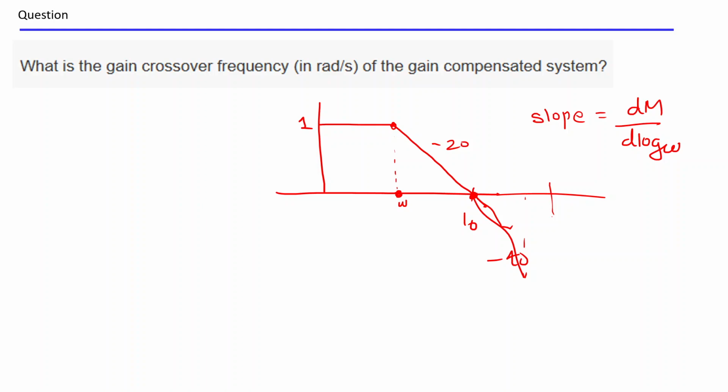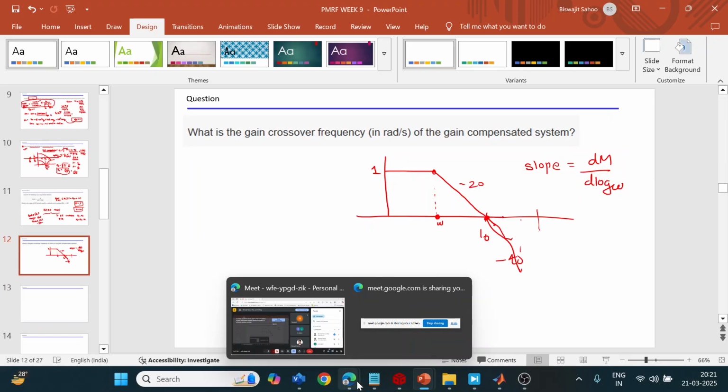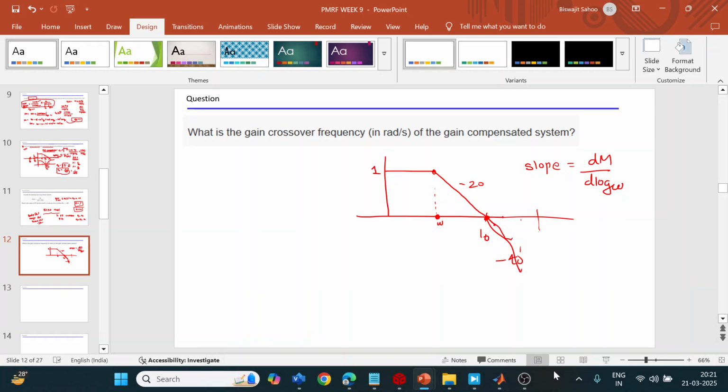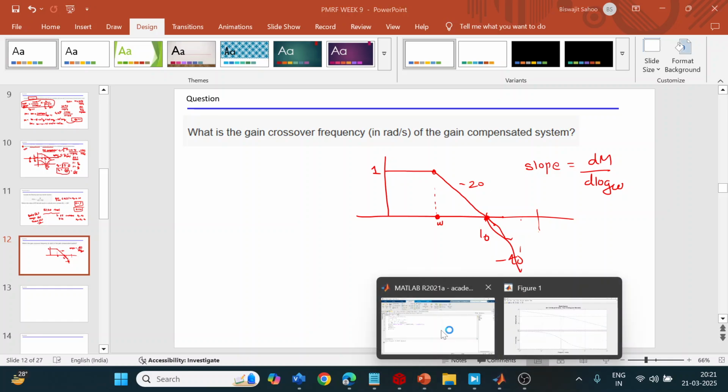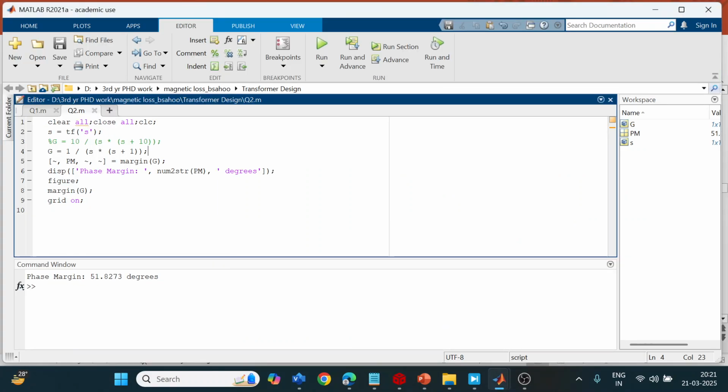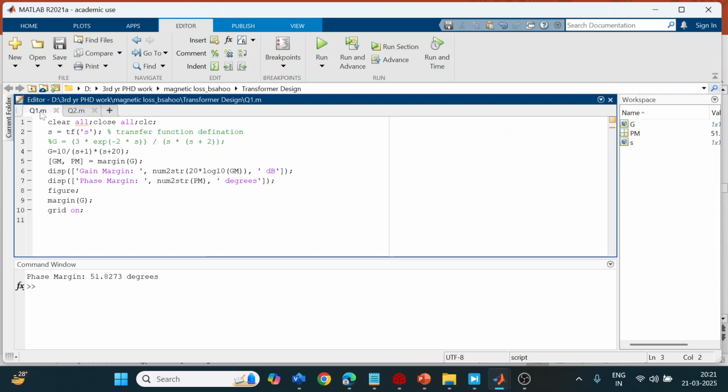Can you show the SISO tool in MATLAB? Okay, just one second. Okay, it is here like that. Suppose you have to add a compensator. Let me go to the first question. In place of this comment, let me comment out this one. You can add sisotool.